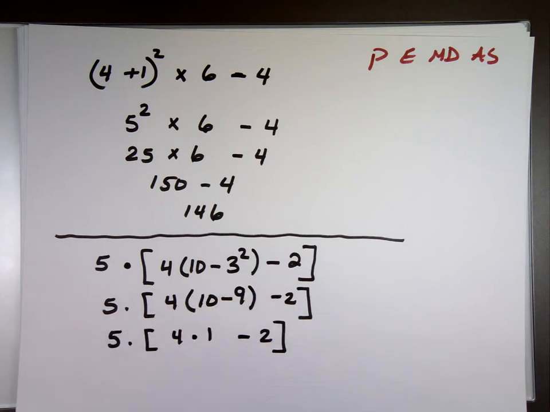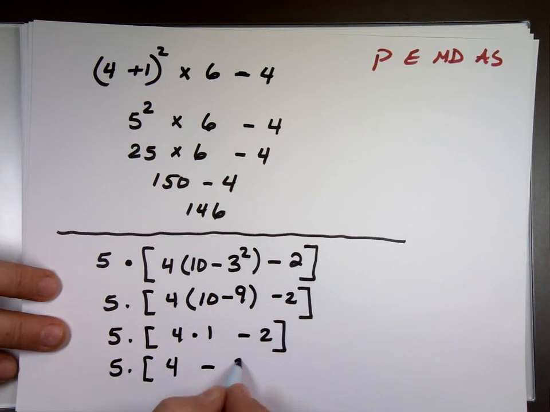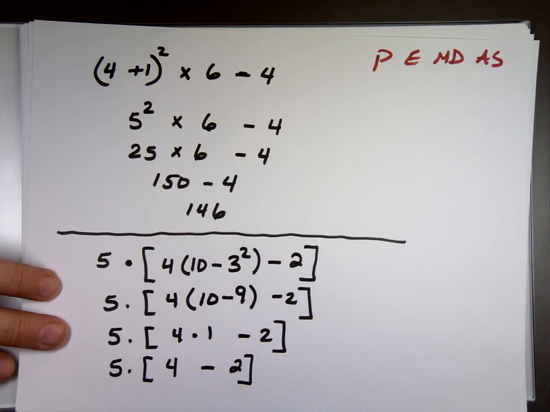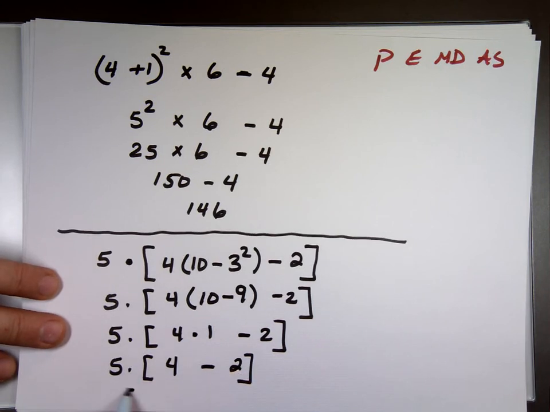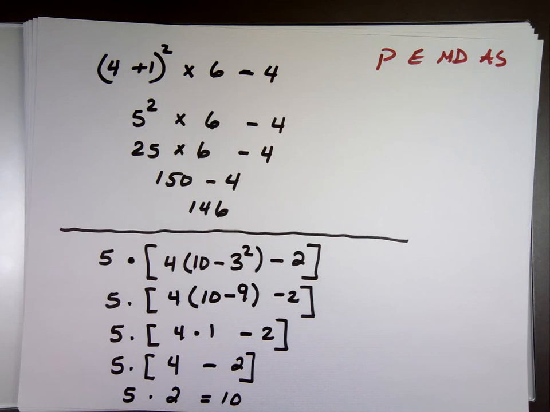We start dealing with this. Order of operations again. Multiplication before addition, subtraction. What's 4 times 1? That's 4. And what's 4 minus 2? So it's 5 times 2, and the answer is 10. So if you do this problem right, the answer should be 10. Again, when you have sets of parentheses, groups there, work from the inside out.